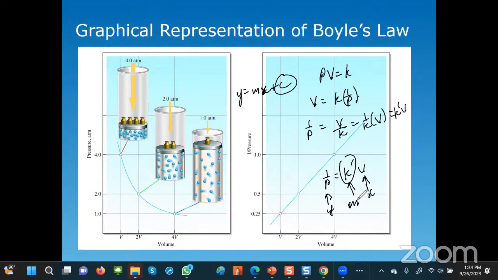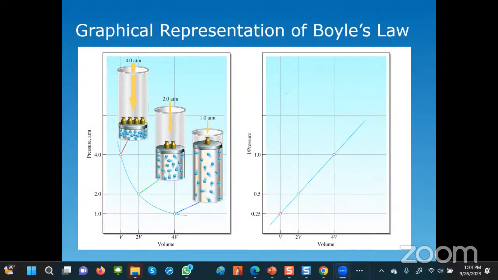For those of you enrolled in my lab, you'll have the opportunity to carry out an experiment where you will see how Boyle's law actually works. Okay, so let me clear this again, and let me scroll down. Let me just skip all this here.